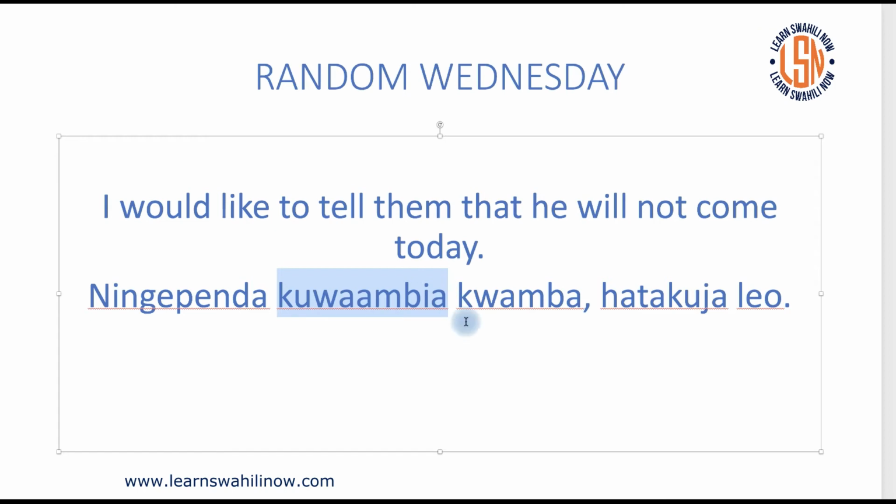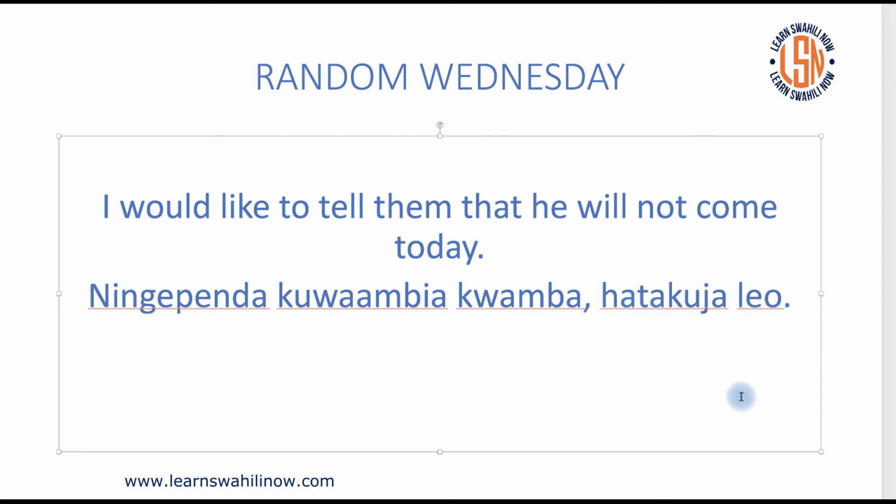So for instance, ningependa kuambia, I would like to tell them, this is part of one thought, okay? So we conjugate the first and then we leave the second one in its infinitive form. And what is an infinitive form? It usually starts with ku. In English, to, okay? And then kwamba, that's the conjunction, hatakuja leo. And because this is a second thought in that sentence, then again, we get to conjugate it, okay?